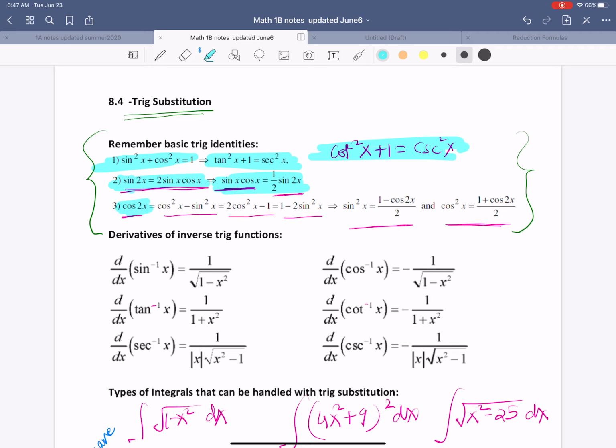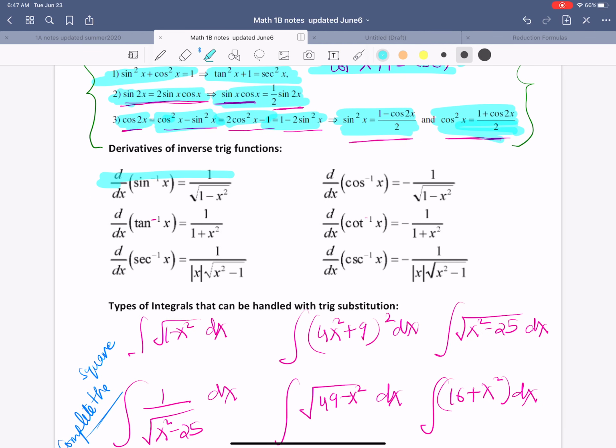Cosine 2x takes three different forms. It can be written as cos squared x minus sine squared x. It can be written as 2 cos squared x minus 1, and also written as 1 minus 2 sine squared x. So if you want, you can isolate the sine squared x and the cos squared x in terms of double angles. Also remember the derivative formulas for inverse trig functions.